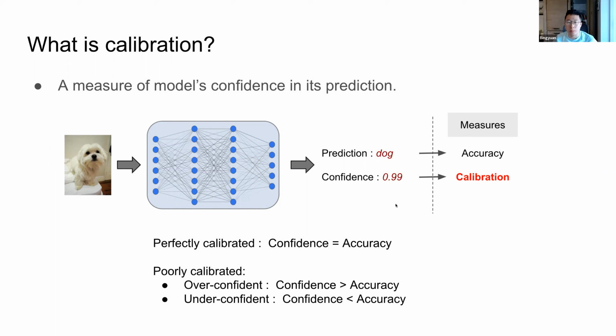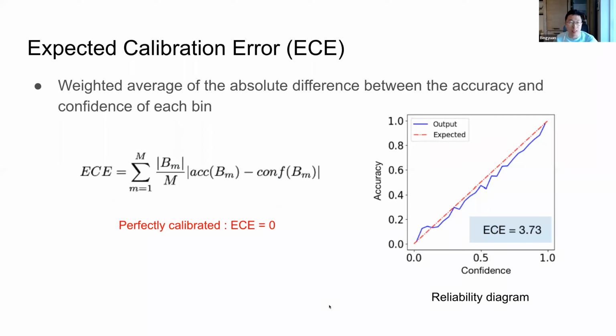So most of the previous work in this community is only focused on improving the accuracy of the prediction label. But the other information, confidence, is also very important. So we have calibration. Calibration is about measuring the confidence of the model in its prediction. If a model is perfectly calibrated, we can say that its confidence is equal to its accuracy in general. But for poorly calibrated models, there are two cases. The first case is they are overconfident. That means the confidence is larger than the accuracy. If a model is underconfident, the confidence is smaller than the accuracy.